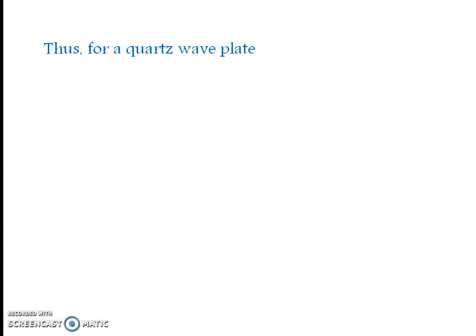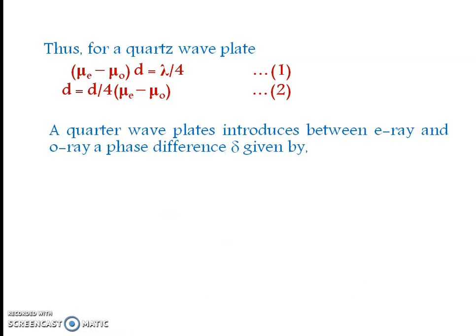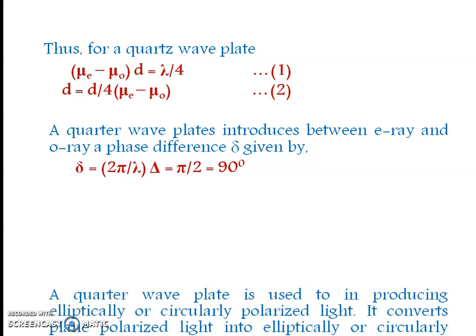Now, thus for a quarter wave plate, (mu E minus mu naught) into t is equal to lambda by 4. Let us consider this as equation number 1. Now we know that this can be rewritten as t is equal to lambda by 4 upon (mu E minus mu naught), as equation number 2. A quarter wave plate introduces between E ray and O ray a phase difference delta given by delta is equal to 2 pi by lambda into path difference, which is equal to pi by 2, that is 90 degrees.